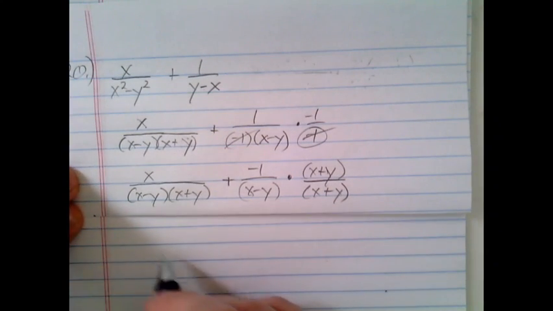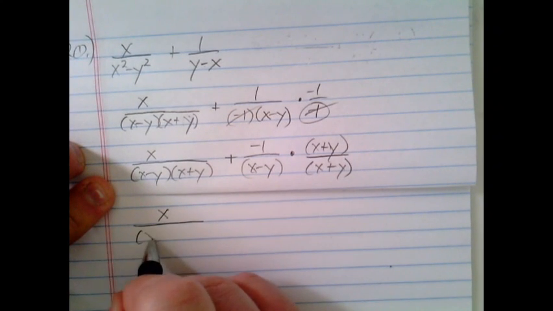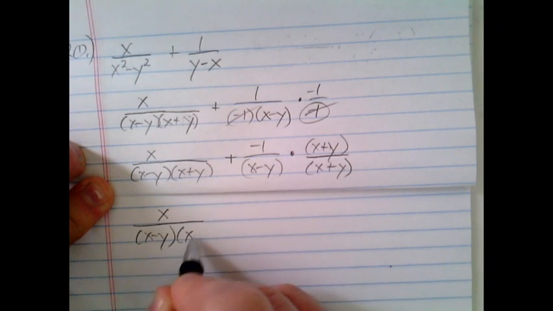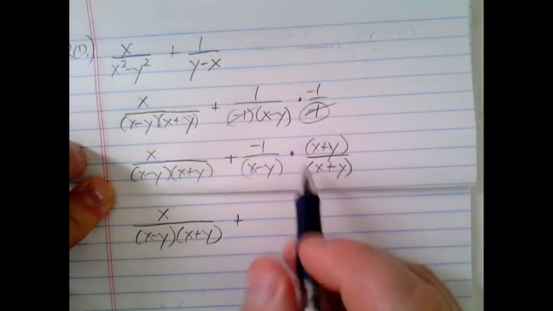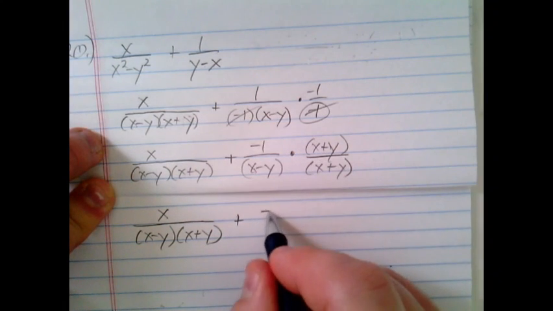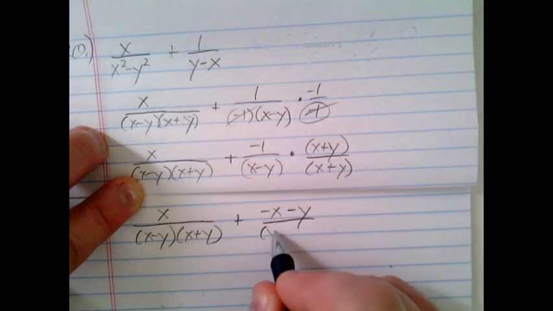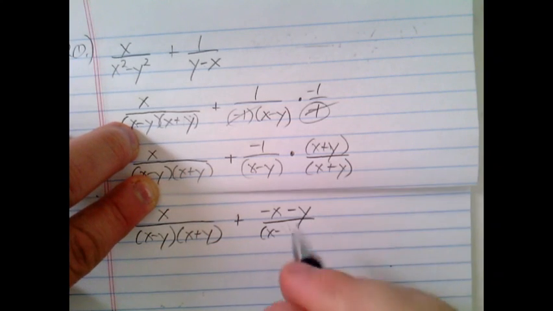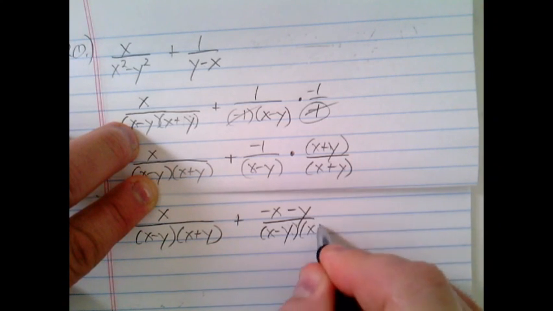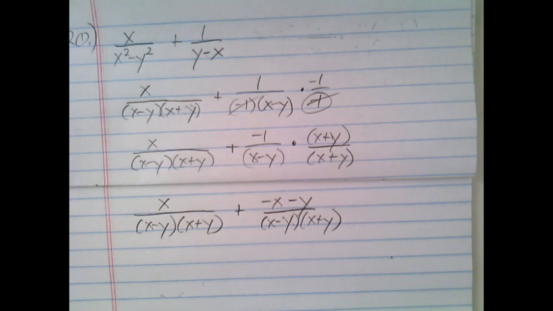Okay, so I'll rewrite this as x over x minus y times x plus y. Okay, plus, I'll distribute this negative: x minus y over x minus y, x minus y times x plus y. Alright, now we finally have our denominators matched up.